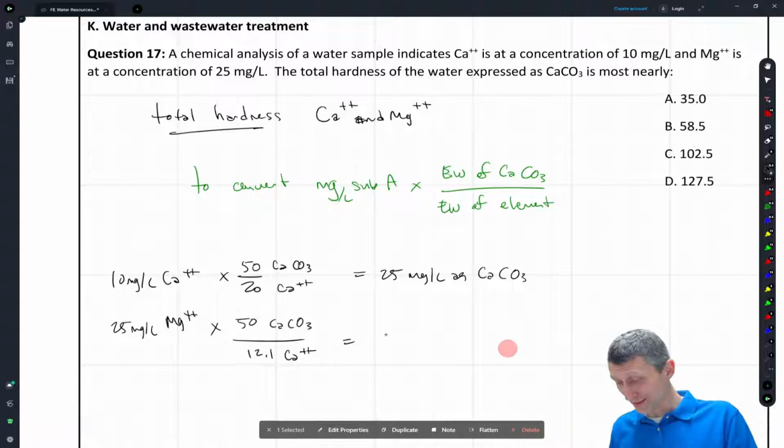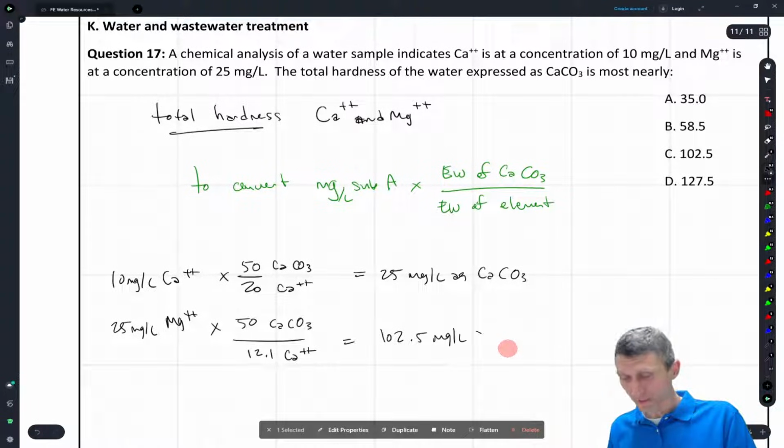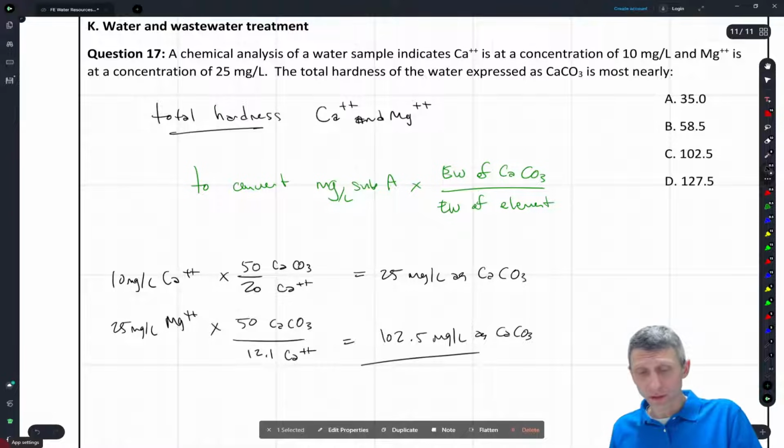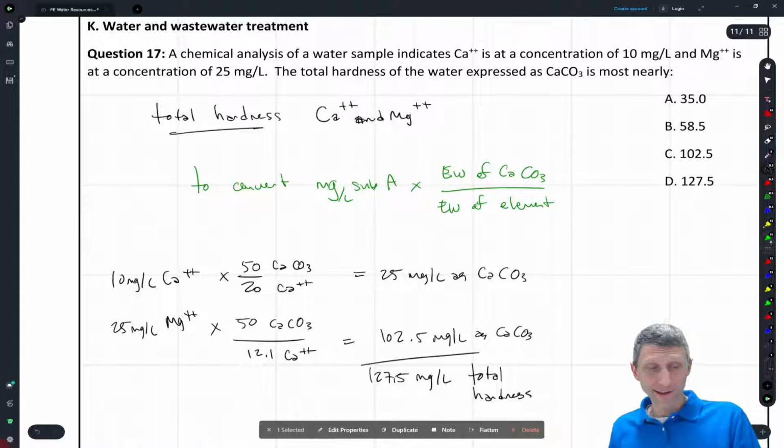And we end up with 102.5 milligrams per liter as calcium carbonate. We add those up to get our total hardness, and our total hardness is going to be about 127.5 milligrams per liter total hardness. And we did it. So we got there.